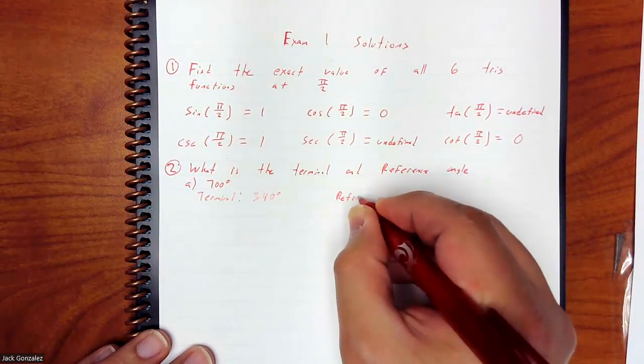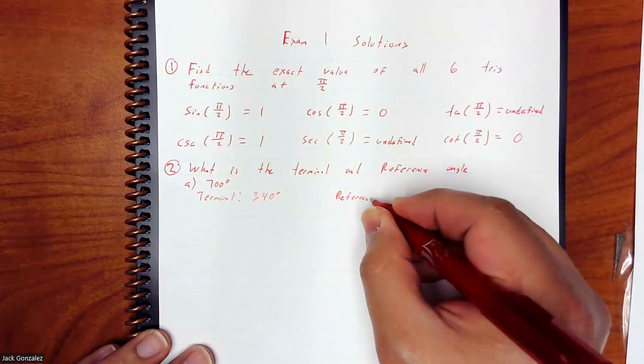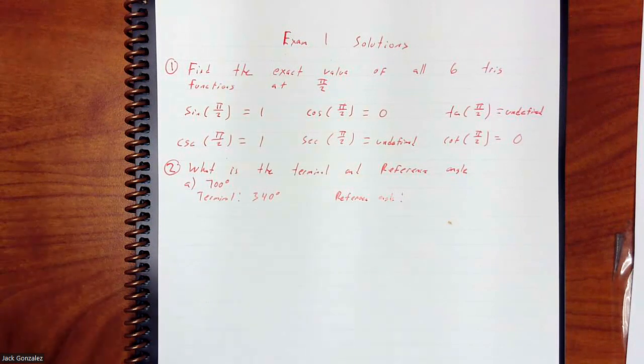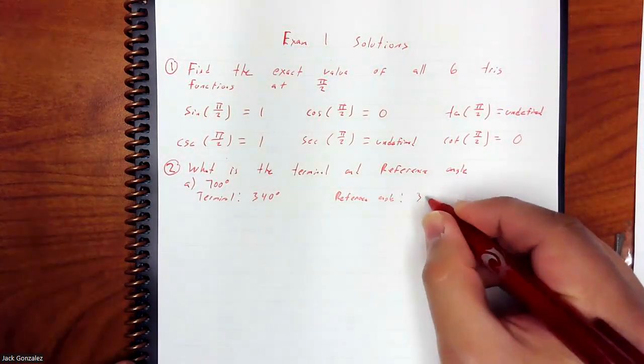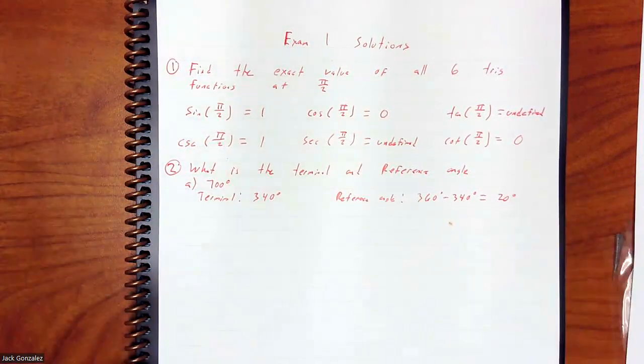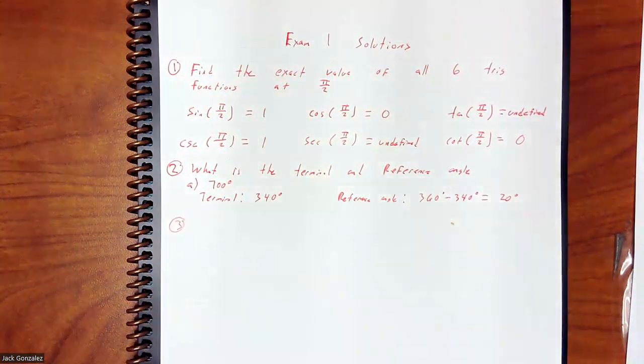Reference. 340 is in quadrant 4. So the rule says, well, what do we do with 340? Take 360, subtract 340. So the reference would be 20. Any question on number 2? All right. Move on to 3 then, if you're good.